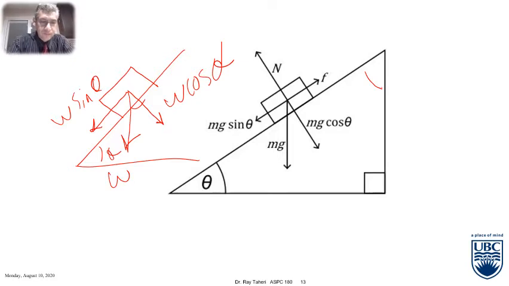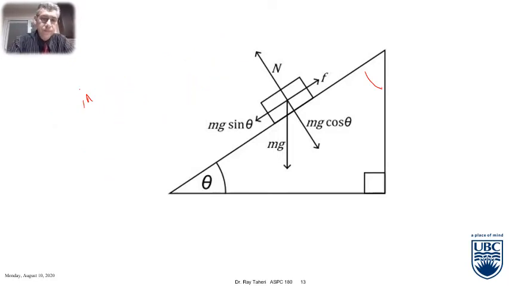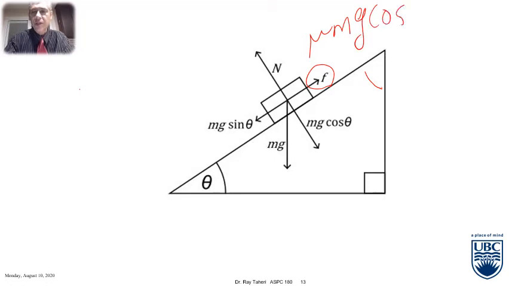Now you have mg, which is W, mg cosine theta, mg sine theta. This N is the reaction force of the surface, and this, if this is coming down, later on we will talk about this, is the force of friction, which in this case is mu m g cosine theta. So if there is no friction, obviously this thing slides down. If there is friction and the friction is equal to m g sine theta, it slides down with constant velocity. If it's more, obviously it does not move. If it's less, then it accelerates down the slope.